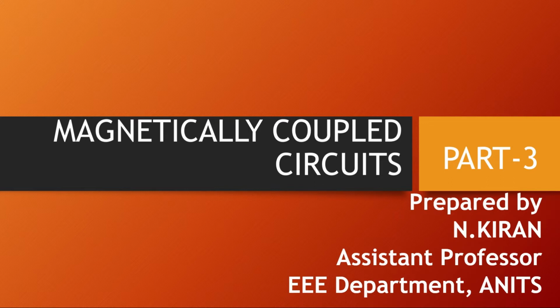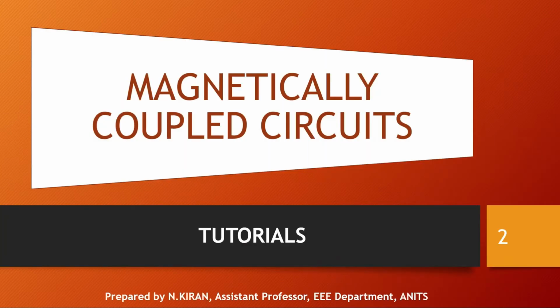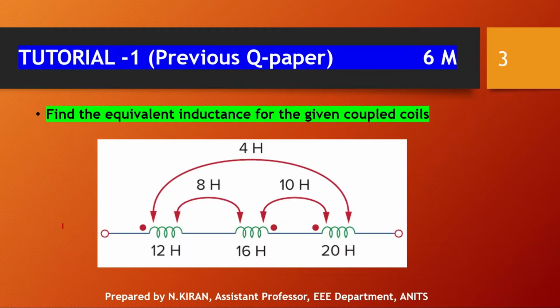In my previous two lectures, we have seen the theoretical concepts regarding magnetically coupled circuits. So, in today's lecture, we are going to see some tutorials on the concept of magnetically coupled circuits. So, first sum is to find equivalent inductance for the given coupled coil.